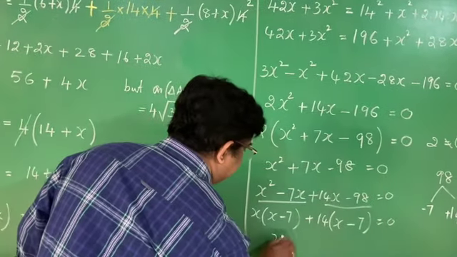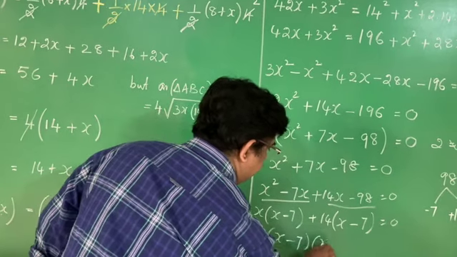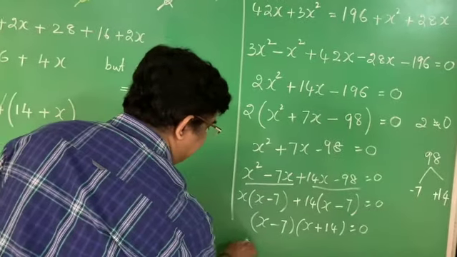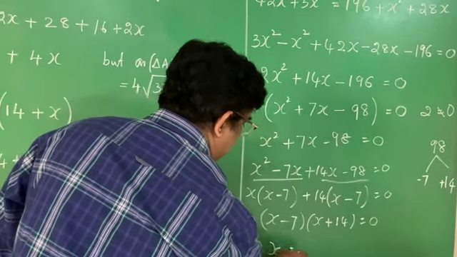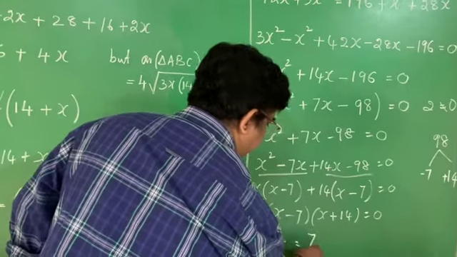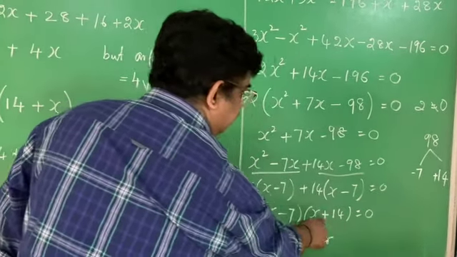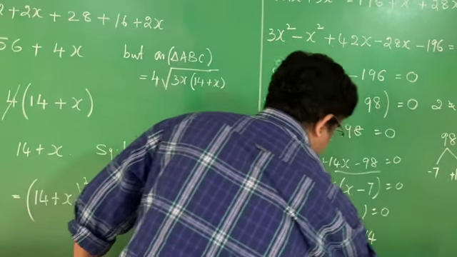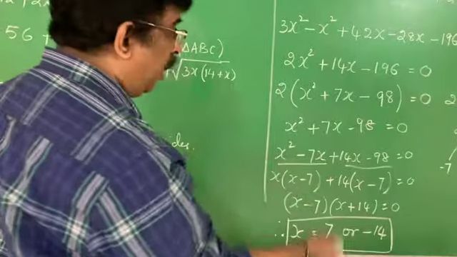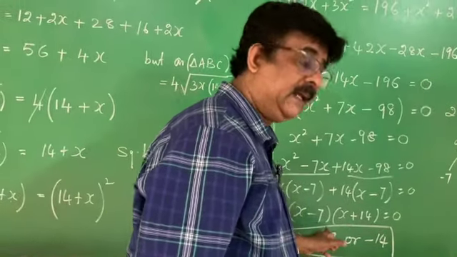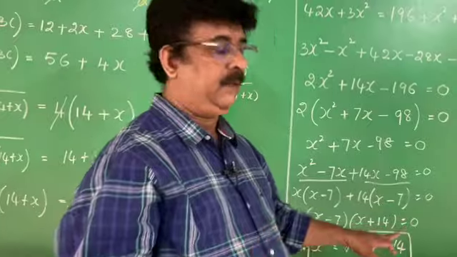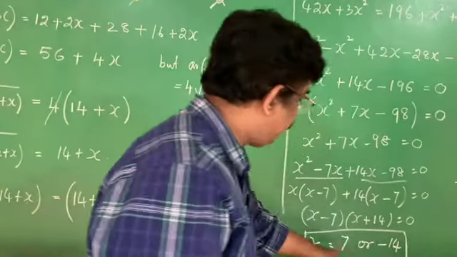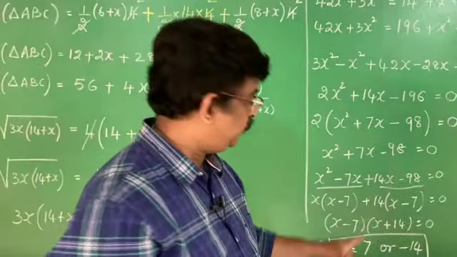Now this becomes x minus 7 into x plus 14 is equal to 0. Therefore, x is equal to 7, since minus 7 goes to that side as plus 7, or plus 14 goes to that side as minus 14. Now the value of x may be 7 or minus 14. Tell me children, the measurements cannot be negative. It cannot be minus 14. Therefore, x should be 7 only.